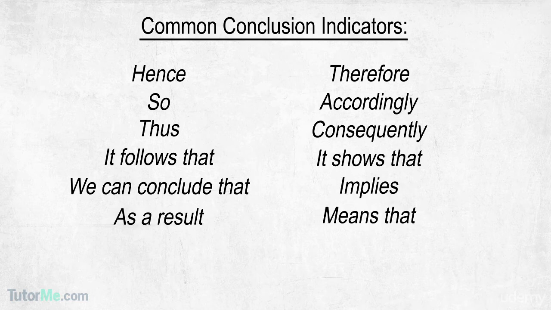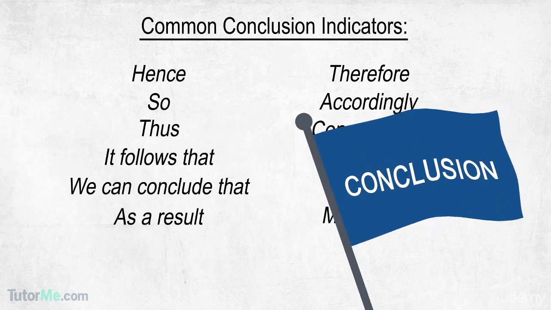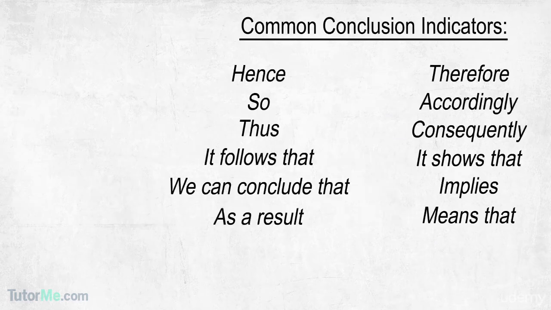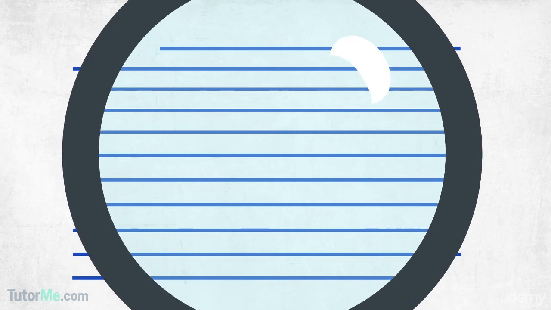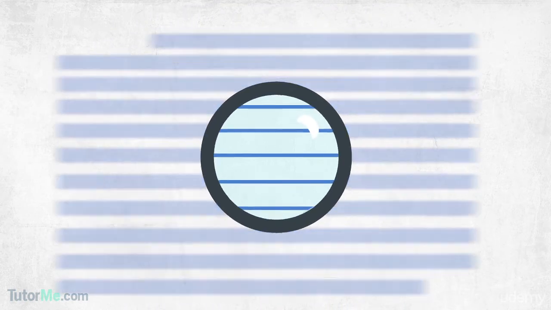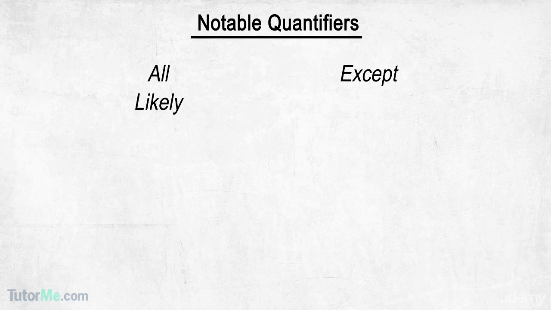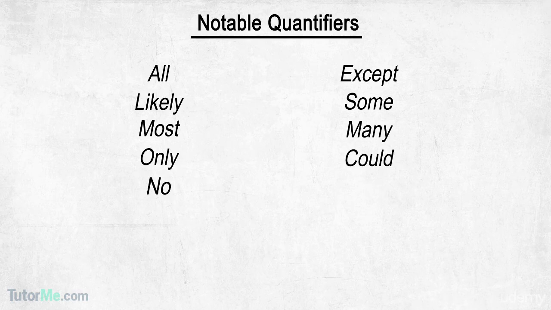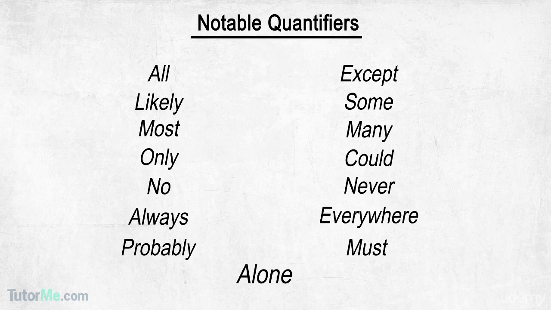and means that. These conclusion flags are very helpful, but you must use them cautiously because many of these words have other functions. When determining the conclusion's scope, be careful not to read any more or less into it than the author states. Certain words limit the scope of a statement. The following words are called quantifiers. Pay close attention to them. All, except, likely, some, most, many, only, could, no, never, always, everywhere, probably, must, alone.